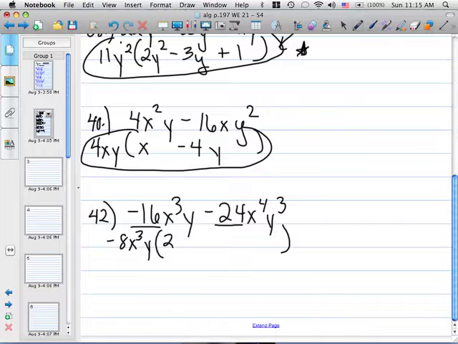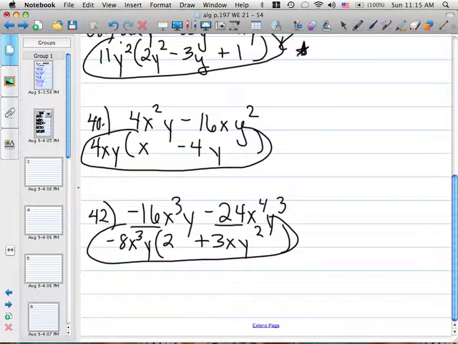Number 40. We have 4x squared y minus 16xy squared. Greatest common factor of the 4 and the 16 is 4. And they both have an x, the smallest power is to the first. They both have a y, smallest power is to the y, to the first. To get back to 4x squared y, we've got the 4, we got the y, we just need the x.